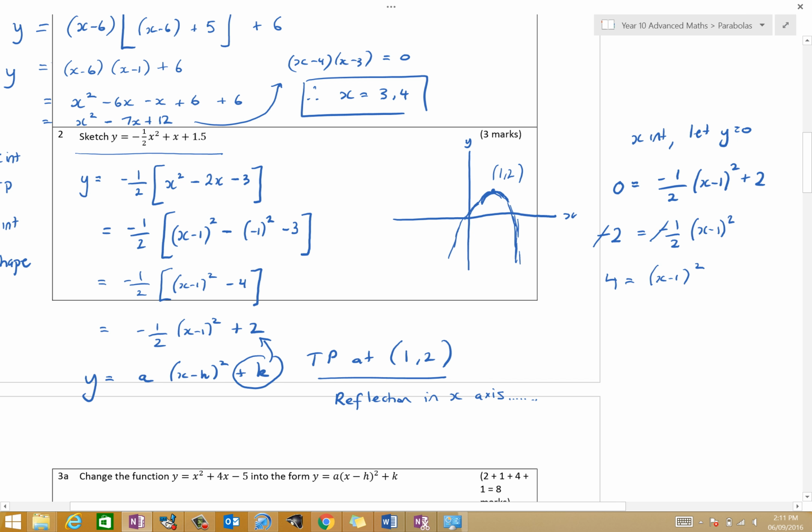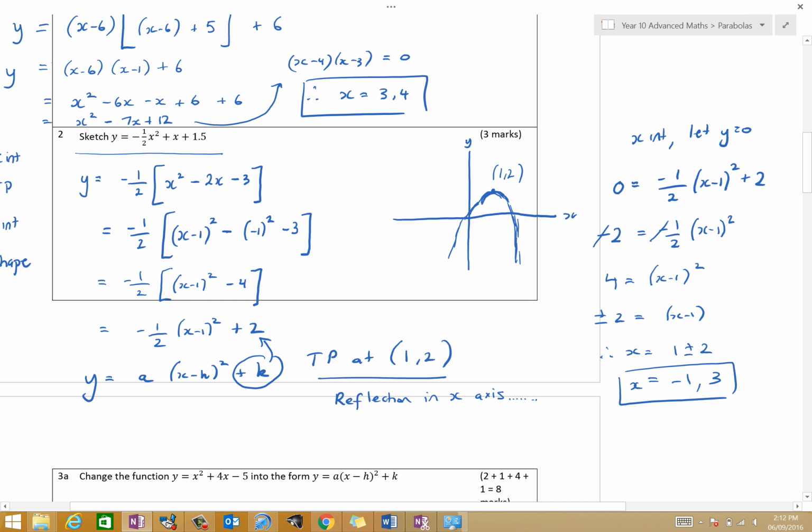Now what do we do? We take the square root of both sides. What's the square root of 4? In terms of this question, what's the square root of 4? Plus minus 2. Thank you. Plus minus 2 is equal to x minus 1. Now the last step is we're solving for x. So therefore x is equal to 1 plus or minus 2. I don't want you leaving your answer like that because the answer is negative 1 and positive 3.